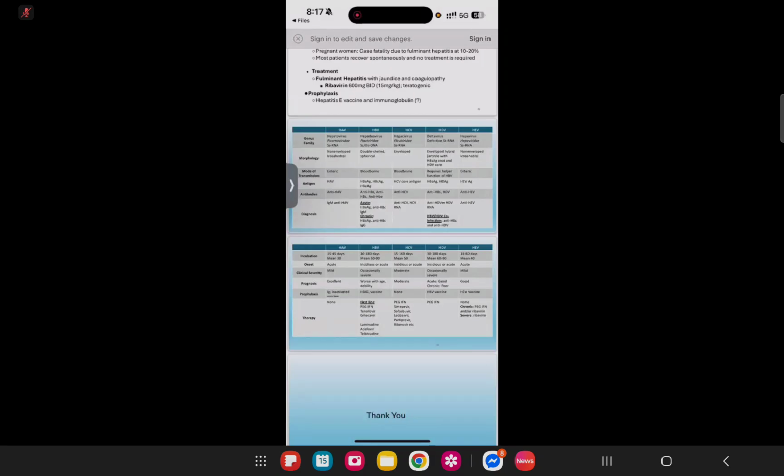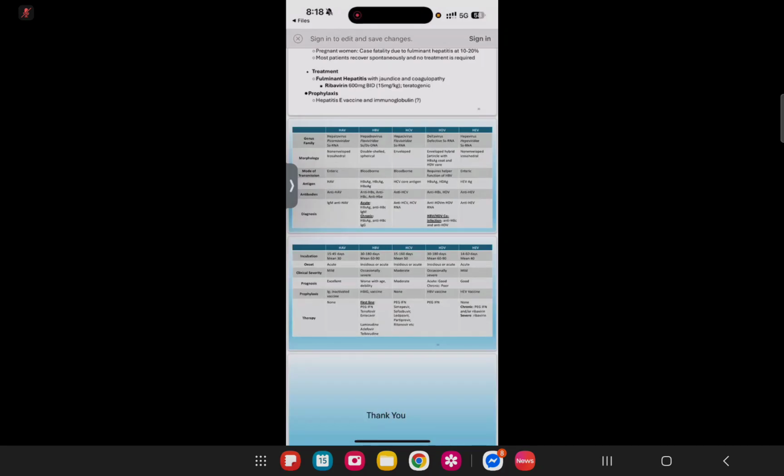Let's have a short summary. Let's summarize the key points of today's lecture. There are 5 major hepatitis viruses: A, B, C, D, and E. All are RNA viruses except for Hep B, which is a DNA virus. So it acts in a retro manner, the hepatitis B, the DNA virus.